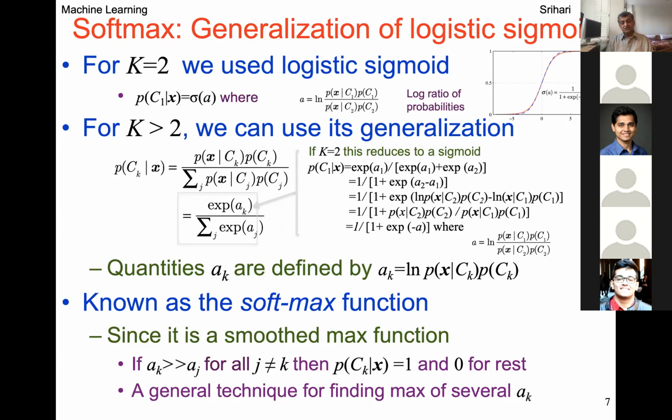If you want to say what is the generalization of sigmoid to any number of classes, it is defined by this softmax, since it's a smooth max function, right? If a_k is much greater than a_j for all j not equal to k, then p(C_k | x) equals 1 and 0 for the rest. So if one of them comes out to a very high value of this quantity, then one of them is 1, the rest are all zeros, indicating that that particular term is maximum. So that's why it's referred to as softmax.